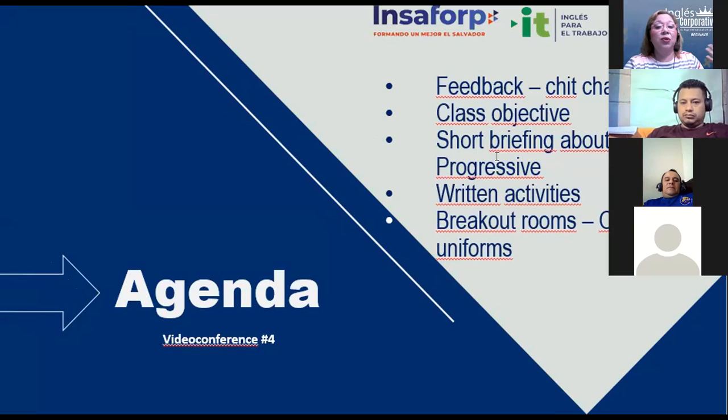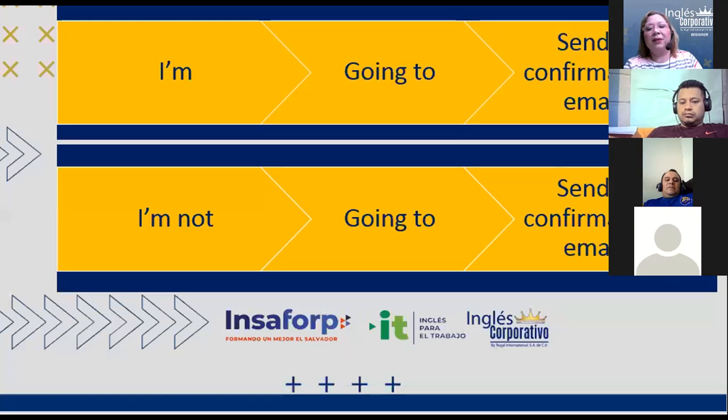Now we are going to the present progressive. Even this is not present progressive. This is future, okay? Be going to. And the written activities that we are going to do in our manuals later. And then we have another activity, ordering uniforms, okay? This is the topic that we are going to see and develop. So let's go to see this, the short briefing, okay?